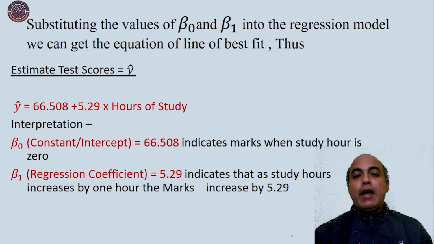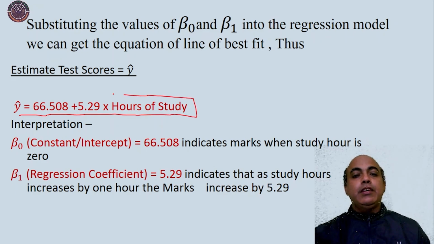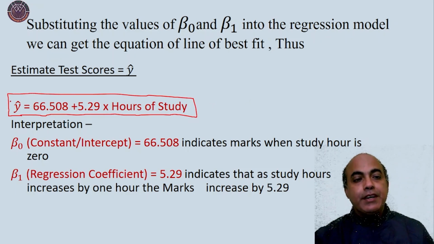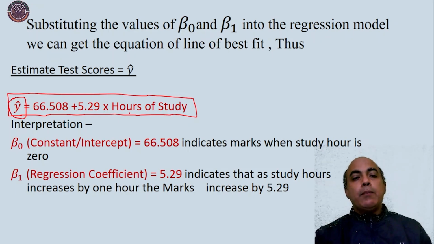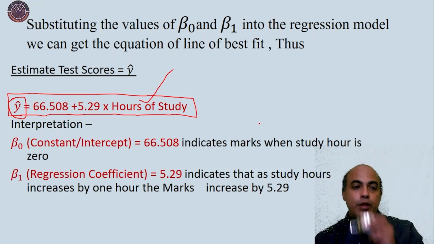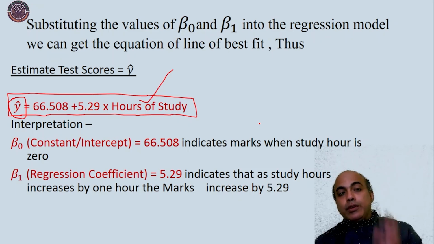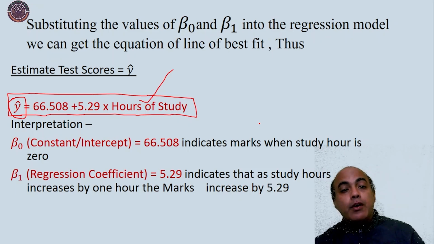By using these values, we get a regression equation. This is the regression equation, and from this we can get the line of fit. This is the predicted value. From this we can predict y based on number of hours of study, so we can estimate test scores based on hours of study.